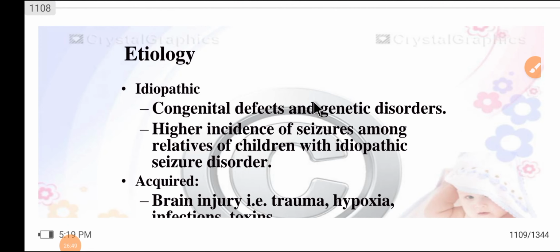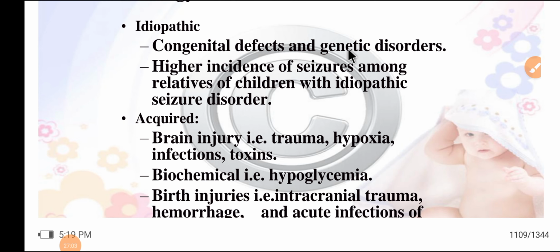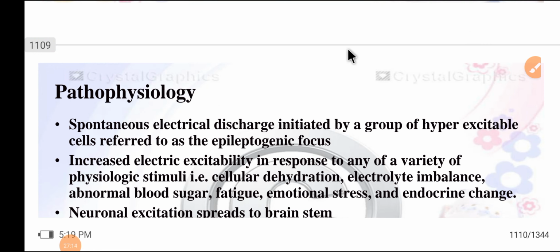It's the most commonly observed neurological dysfunction in children and can occur with a wide variety of conditions that involve the CNS. Classification: partial seizures, generalized seizures. Etiology: idiopathic. Congenital defects and genetic disorders. Higher incidence of seizures among relatives of children with idiopathic seizure disorder. Acquired brain injury, trauma, hypoxia, infections, toxins, biochemical hypoglycemia, birth injuries, intracranial trauma, hemorrhage, and acute infections of brain.